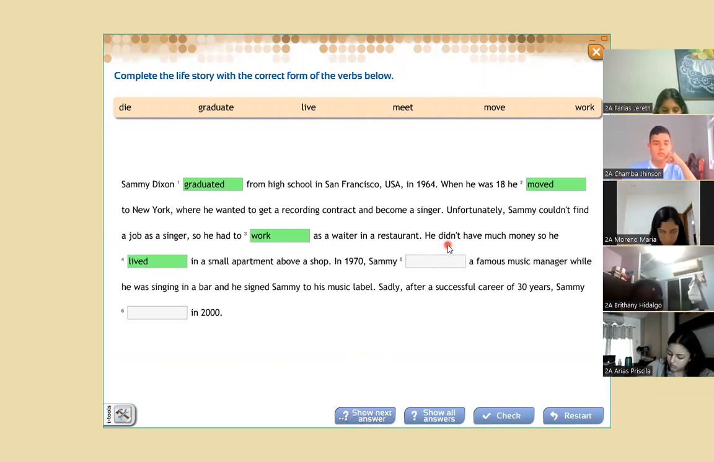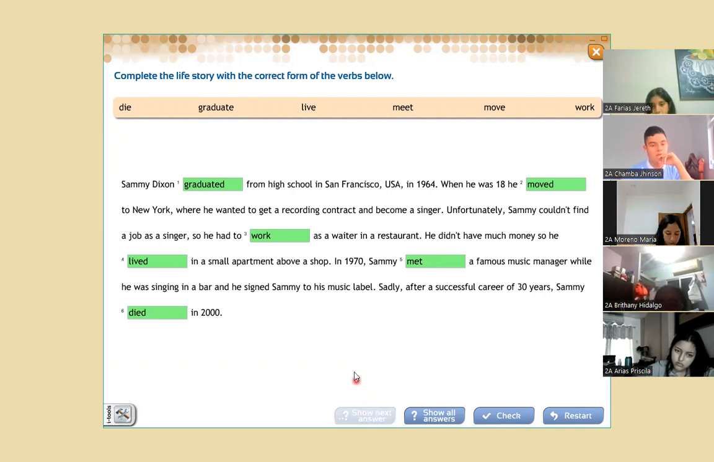He didn't have much money, so he lived in a small apartment above a shop. In 1970, Sammy met a famous manager while he was singing in a bar, and he signed Sammy to his music label. Sadly, after a successful career of 30 years, Sammy died in... ¿cómo se decía? 2000. In 2000. Okay, very good.